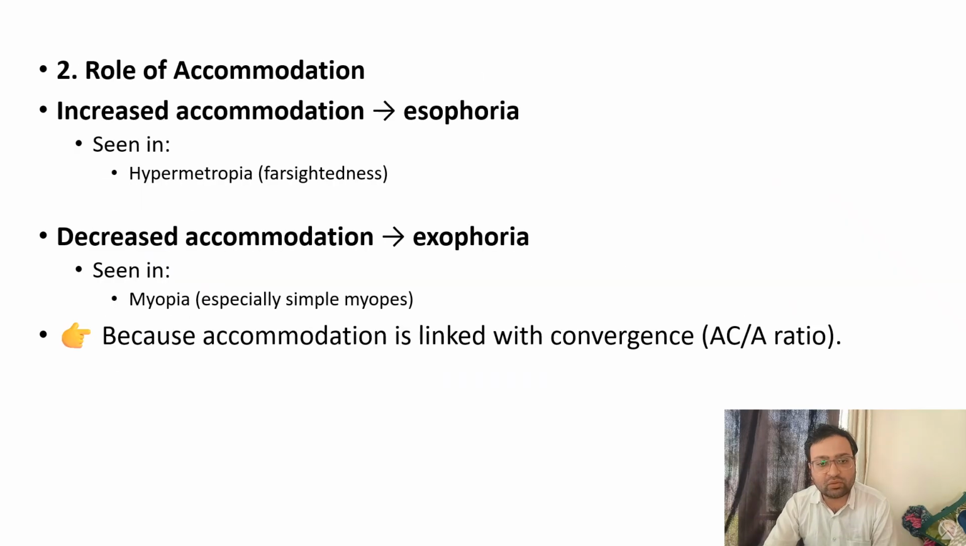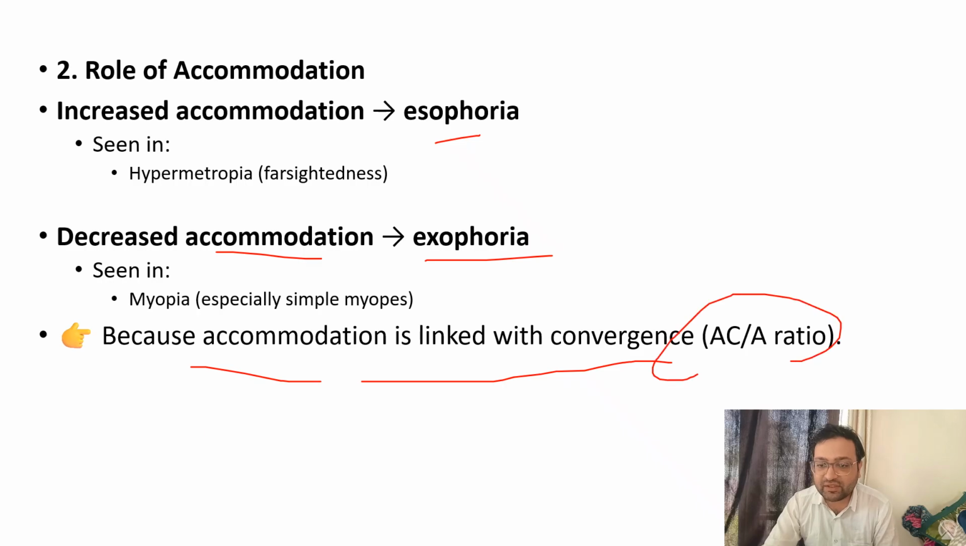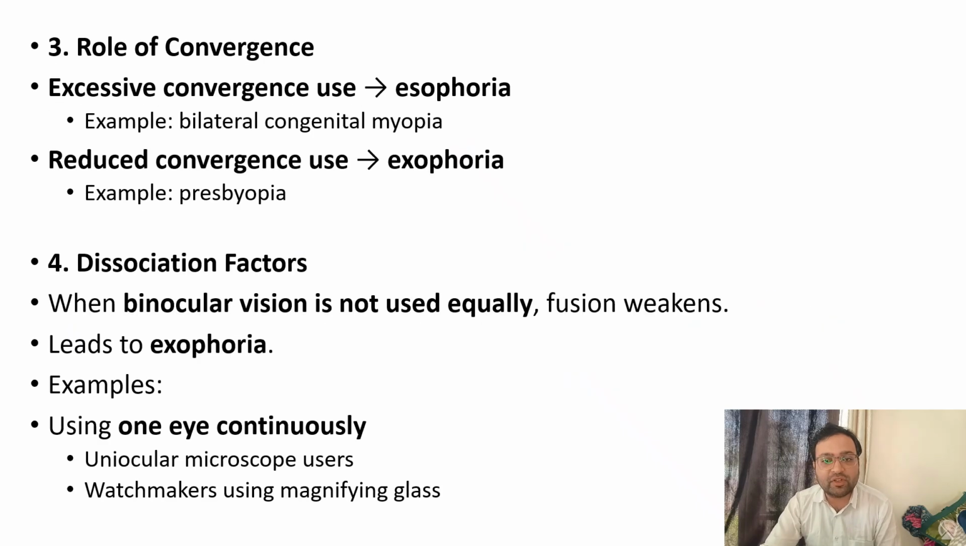On to the role of accommodation. If there is increased accommodation, this results in esophoria, and if there is decreased accommodation, this results in exophoria, because accommodation is linked with convergence, that is the AC/A ratio. Now coming on to the role of convergence. Excessive convergence use results in esophoria, for example in bilateral congenital myopia, and reduced convergence use results in exophoria. Here an example is presbyopia.